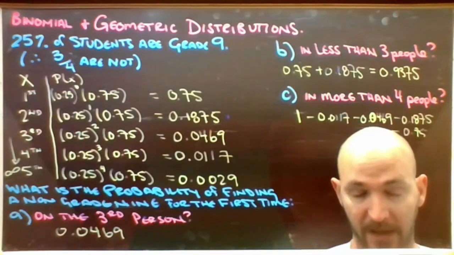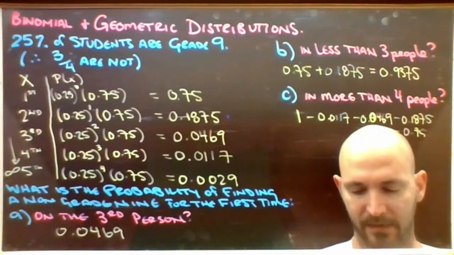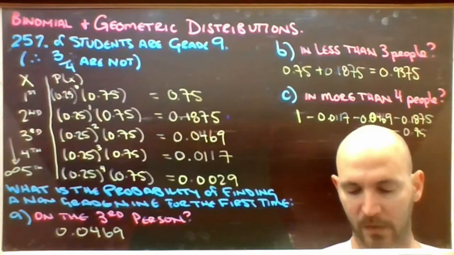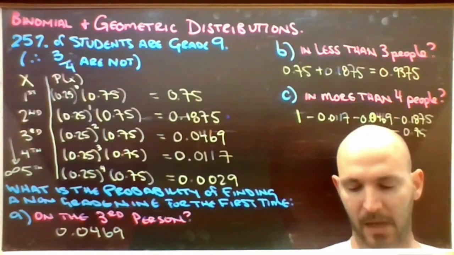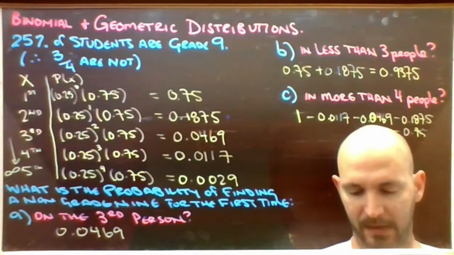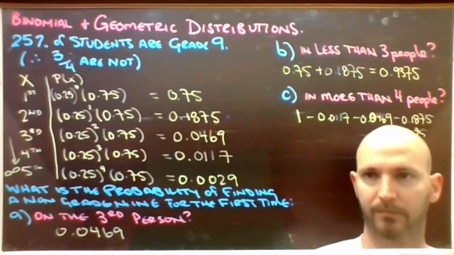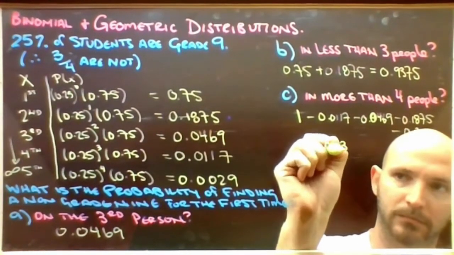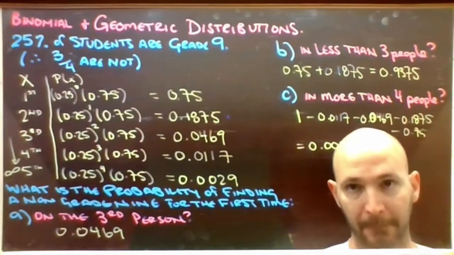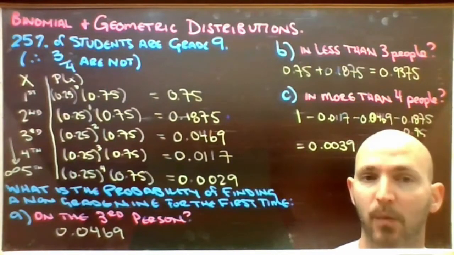So, forgive me while I swear at this calculator for a little longer. 100% minus 0.0117 minus 0.0469 minus 0.1875 minus 0.75 leaves me with 0.0039. So there's a 0.39% chance of it taking more than 4 people.